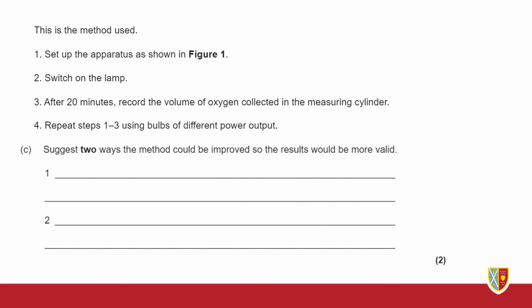Okay, one more. So this is the method used. This is another easier one, so they've given you a little bit more structure. There's a short method, only 4 steps, and then you have to suggest 2 ways the method could be improved to make the results more valid. Again, pause the video, have a go, and I will do some answers in a sec.